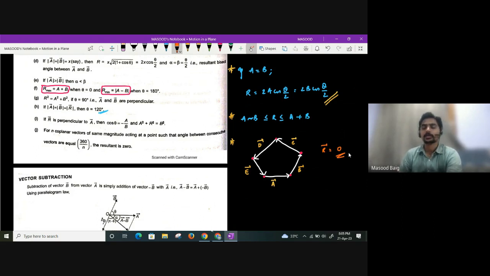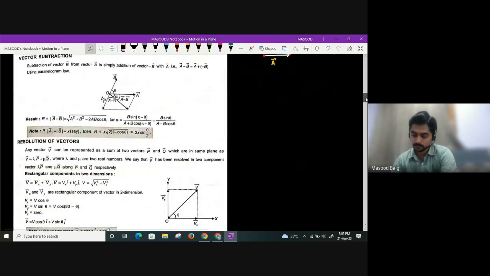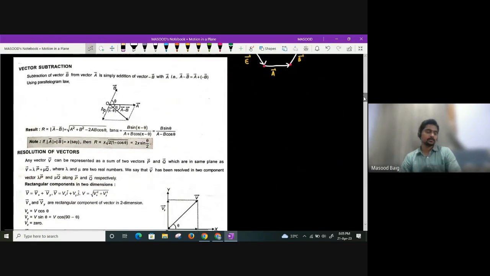If vectors are represented by sides of an open polygon, then the resultant will be the closing side. But if the given vectors are themselves forming a closed polygon, then the resultant vector will be a null vector, guys. Clear, all of you? Yes or no? Clear, everyone?